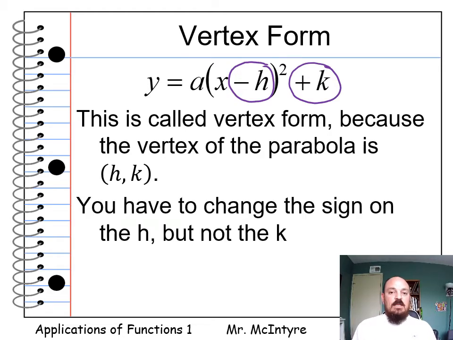That means when you're picking out the numbers, you have to remember you're changing the sign on the h, the first one, but not the k. You leave that one. Make sure you remember that. That's very important. The first number, whatever it is, change it. If it's positive, make it negative. If it's negative, make it positive. The second number, the k, don't change it, just leave it.